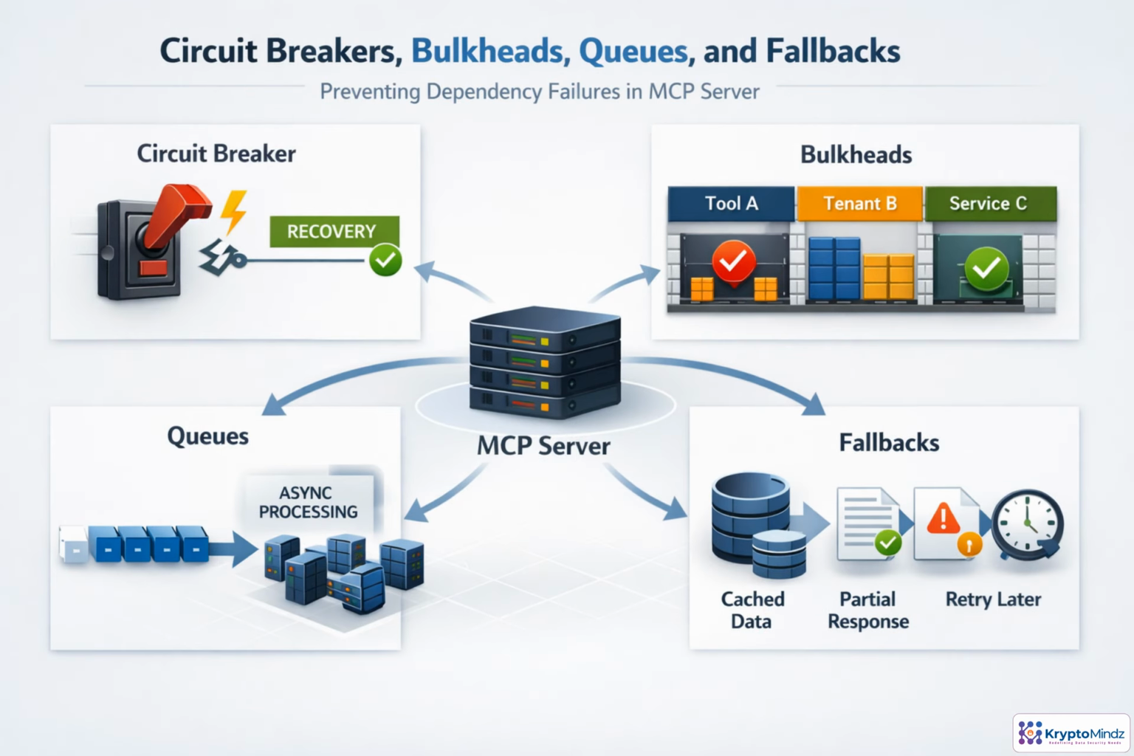Failure handling is about containing damage before it spreads. A circuit breaker watches a dependency and stops calling it when failures cross a threshold. Later, it probes recovery in a controlled way. Bulkheads separate capacity, so a noisy tool, tenant, or service cannot consume every worker. Queues smooth bursts by turning immediate pressure into managed background work. Fallbacks keep the user experience useful when the ideal answer is unavailable, using cached data, partial results, or a clear retry signal. Together, these patterns turn dependency failure from a system-wide outage into bounded, observable degradation.